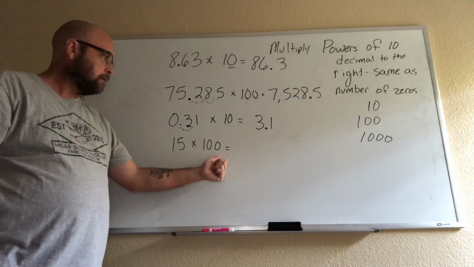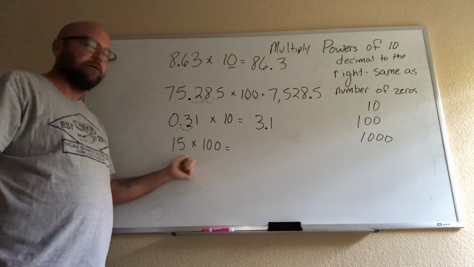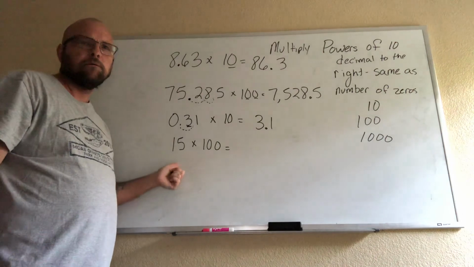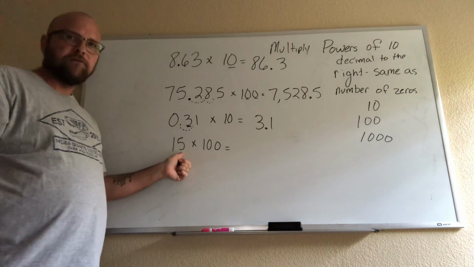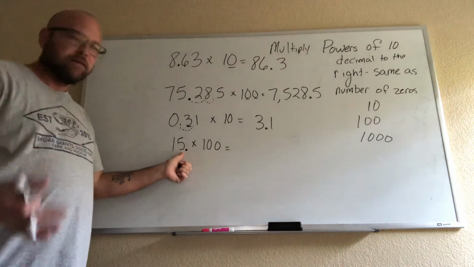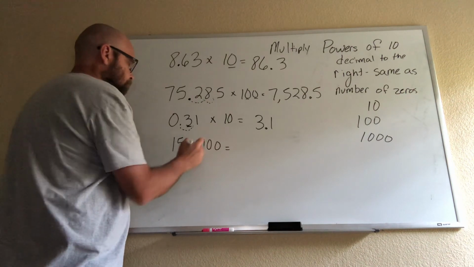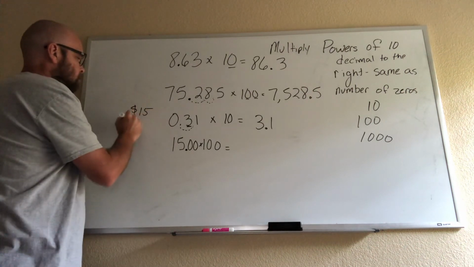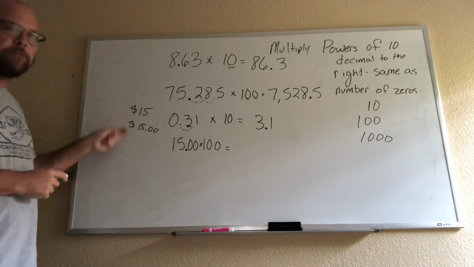15 times 100. Jacob, I don't have a decimal point in this factor. Where's my decimal point in this factor? You don't have one, so you can put one behind the 5 and add zeros behind the decimal. Good. The 5 is my ones place, so I put my decimal point behind the 5. As Elizabeth and Jacob just said, I can add zeros behind this if I want, without changing the value. It's just like this is $15 and this is $15. It doesn't change the value. These are worth the same amount.